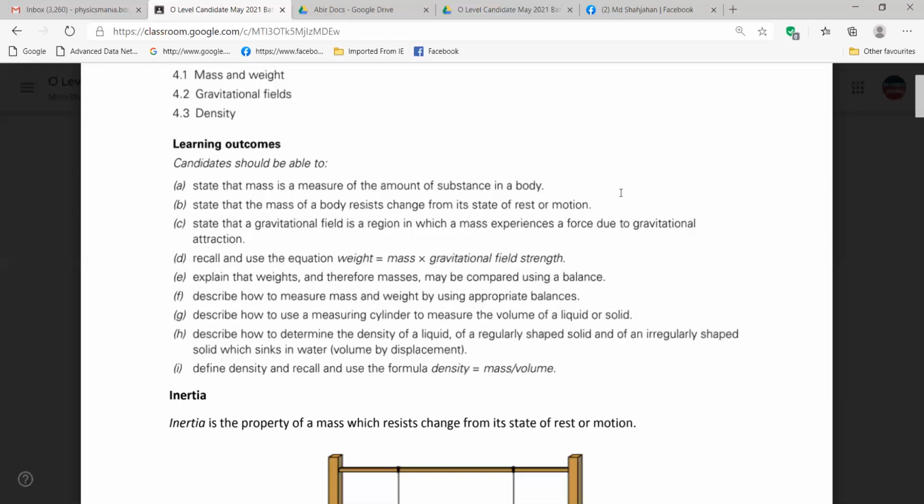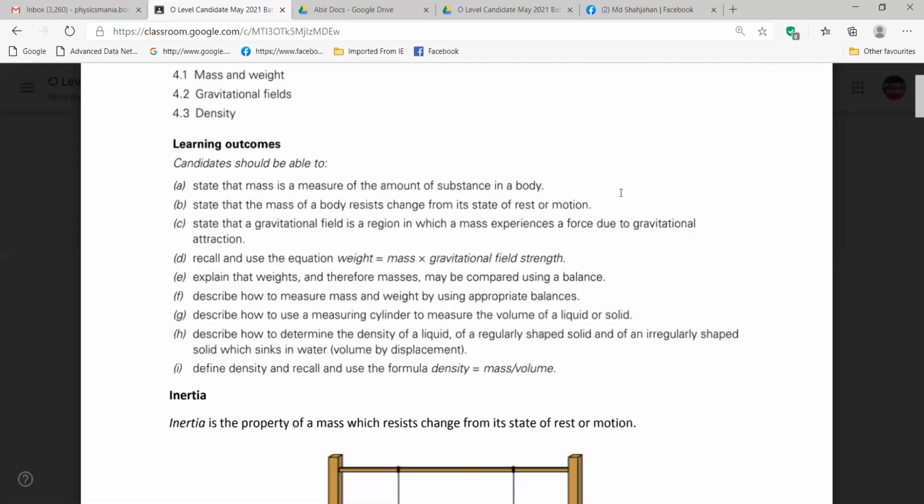So here is the definition: the mass of a body resists change from its state of rest or motion. That means if the object has more mass, it will have more inertia; if it has less mass, it will have less inertia. Is it clear? And the first one is very clear to us: the amount of substance present in a body is called the mass. Like if we have a smaller volume object, even very small, like iron.